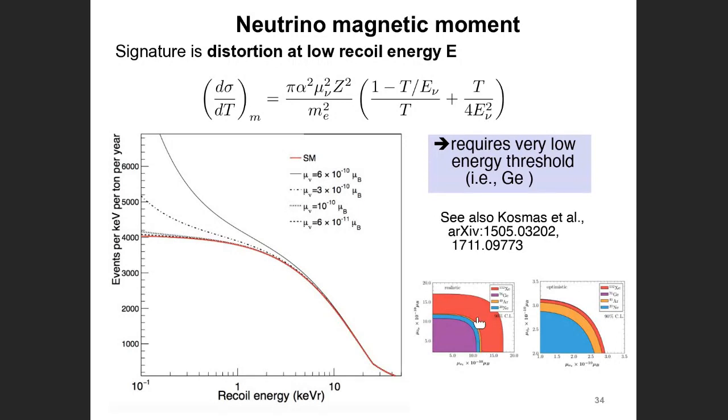Just another example of what you can probe with CEvNS is an anomalous neutrino magnetic moment. There is a very small standard model neutrino magnetic moment that's expected, but that's 8 or 9 orders of magnitude below the current limits. You could have an anomalous one, which would manifest itself as a distortion in the recoil spectrum at low recoil energy. And this is just an example of the kind of signature. This has been explored in the literature as well.